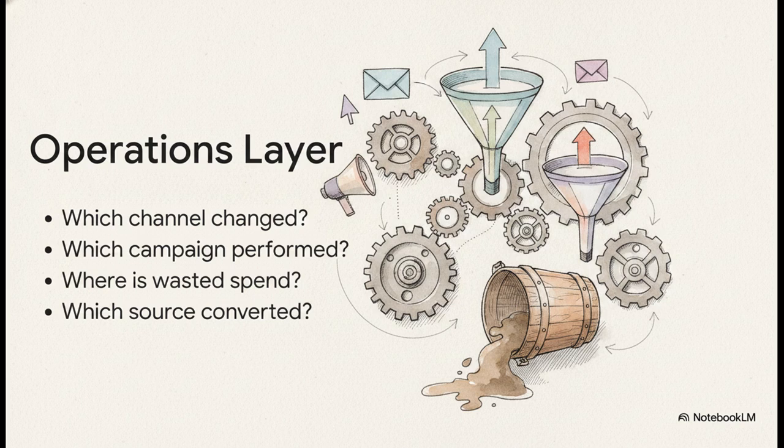Now, moving down the level, we hit the marketing operations layer. This audience needs significantly more detail than the executives. They need to know the how and the where. Which channel changed? Which campaign actually performed better? Where exactly is the wasted spend? Which source produced the qualified leads? This is where your SEO, paid media, landing pages, and content all need to connect so the team can adjust their operational strategies on the fly.